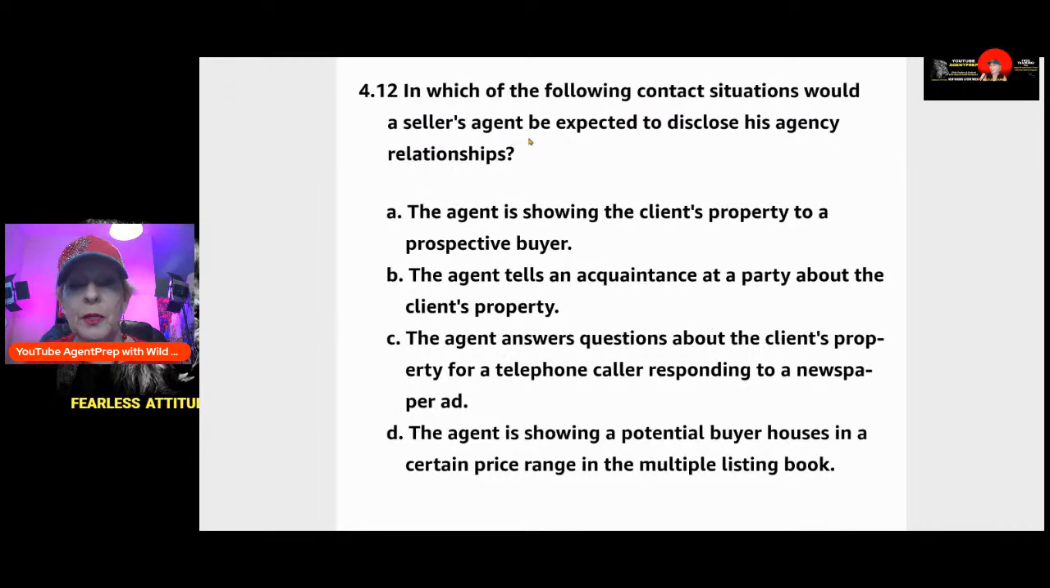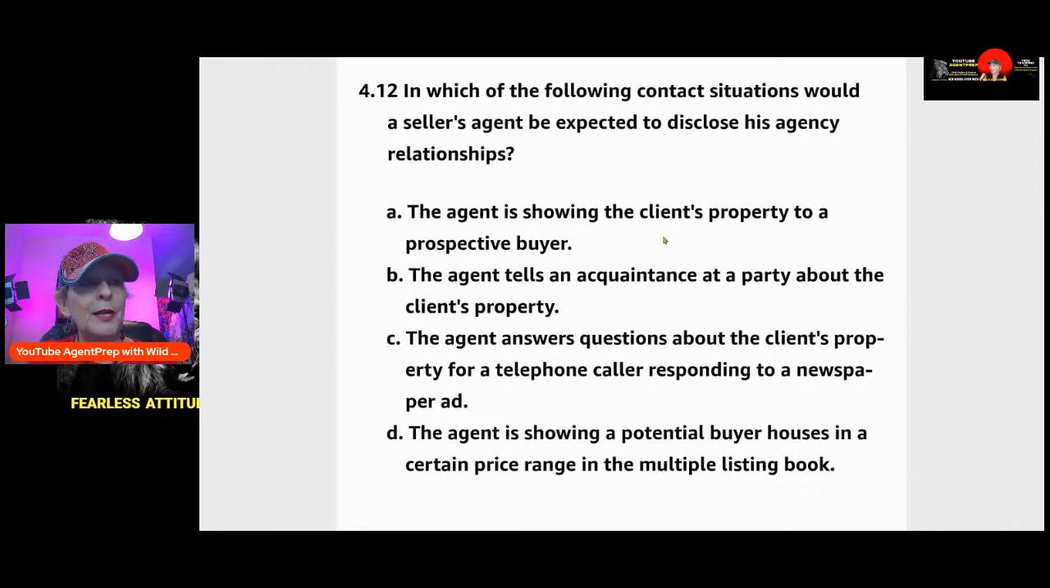Because all transactions belong to the broker. But there's an agent in specific that is dealing directly with the client. So they're representing the seller. A, the agent is showing the client's property to a prospective buyer. B, the agent tells an acquaintance at a party about the client's property. C, the agent answers questions about the client's property for a telephone caller responding to a newspaper ad. Or D, the agent is showing a potential buyer houses in a certain price range in multiple listing books.